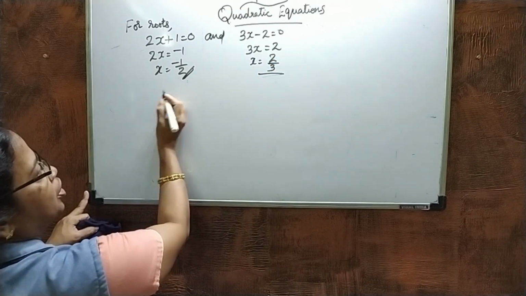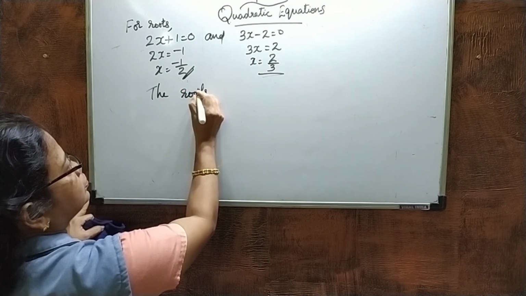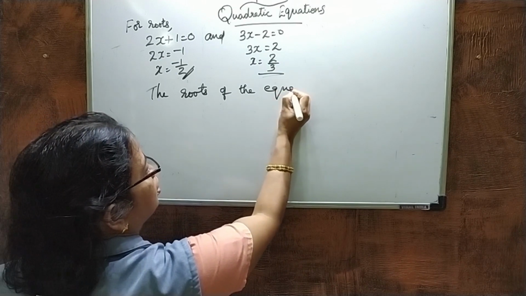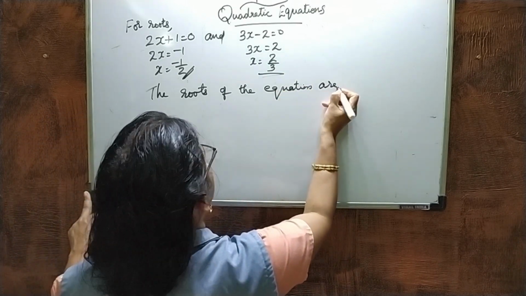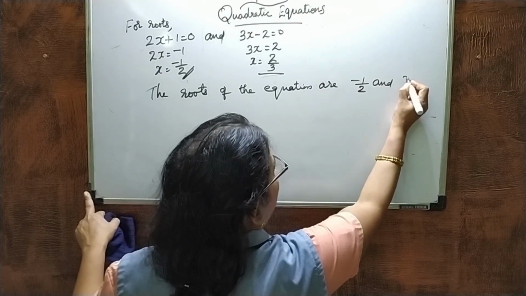So what do we have to write next? The roots of the equation are negative 1 by 2 and 2 by 3.